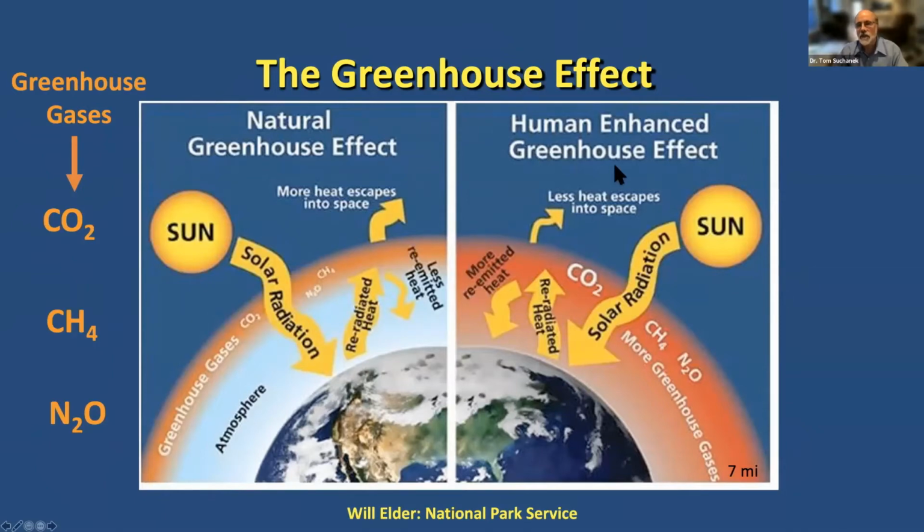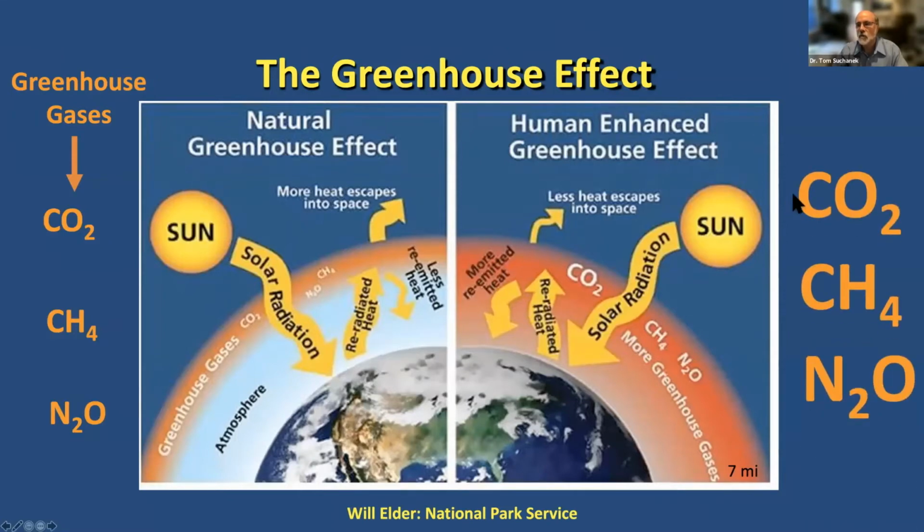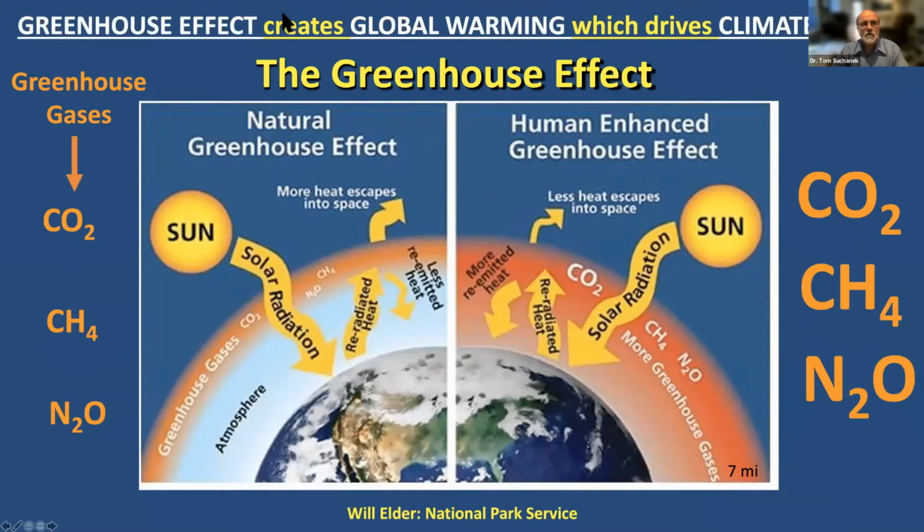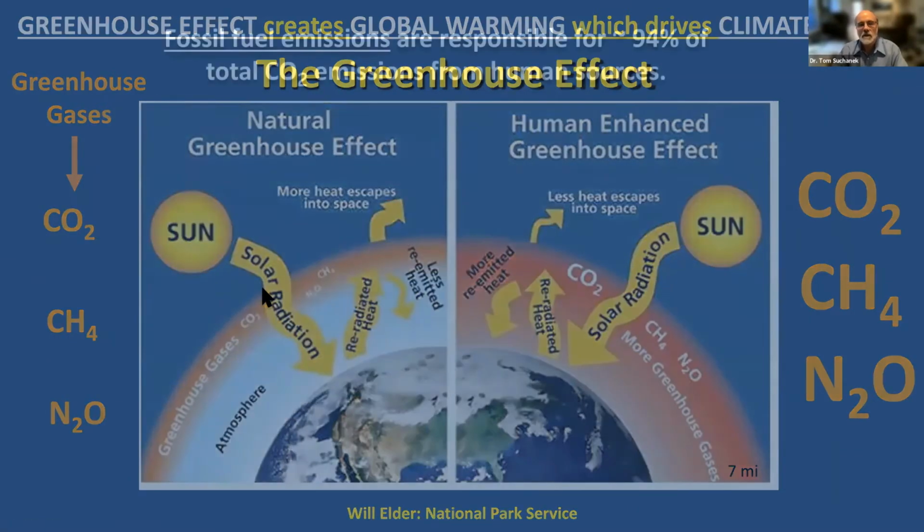So let's look at the human-enhanced greenhouse effect. Same process. Sun beats down on the earth. Some of that heat is absorbed. Some of it's reflected back out into space. But because we've produced and emitted so many more of these greenhouse gases, carbon dioxide, methane, and nitrous oxide, we have a much bigger blanket of heat-trapping gases. And that's the problem. That's the problem we're trying to deal with. So greenhouse effect creates global warming, which then drives climate change. Today, I'm going to focus primarily on carbon dioxide, since that's the biggest issue we have to deal with. There are other greenhouse gases besides methane and nitrous oxide as well, but today we'll focus primarily on carbon dioxide.